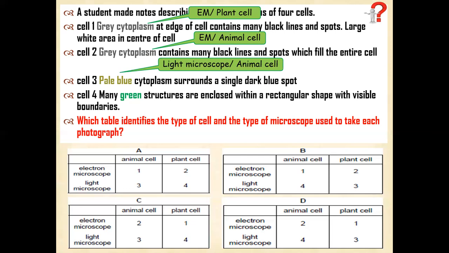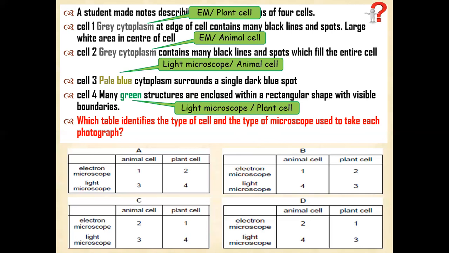What about statement number 4? The many green structures are enclosed within a rectangular shape. Number 1, the green structure means this image has been taken by light microscope. And second, this green structure tells us it belongs to the plant cells. Why? Because these green subcellular particles, like the chloroplast, are present only in plant cells. So the image is taken by the light microscope, and it belongs to the plant cells.